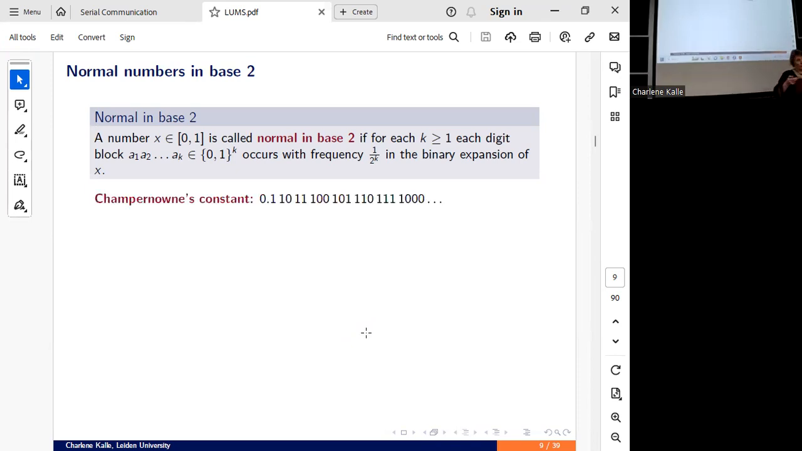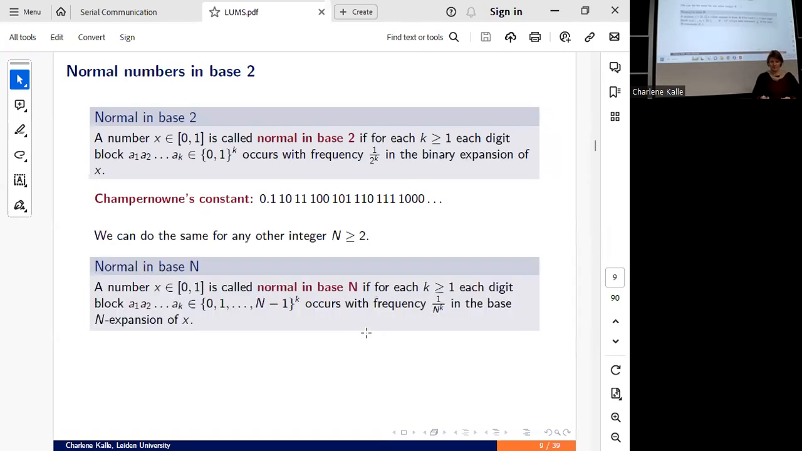And then, to find a normal number in base 2, we can do a similar thing as we did in base 10. We can construct a Champernowne constant by just taking all the representations of all the natural numbers in base 2 and putting them in a long string of digits. And then by the same arguments as for the decimal case, you can show that this is normal in base 2. And then there's no reason why to stop at 2. We can do this for any integer base.